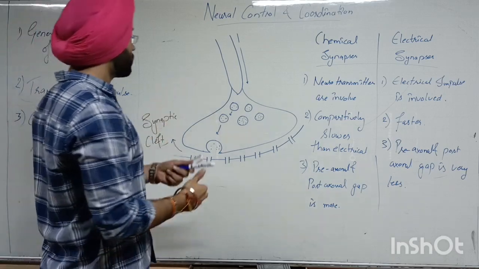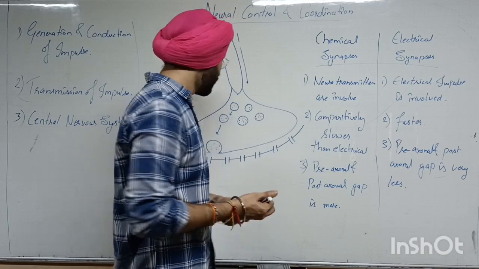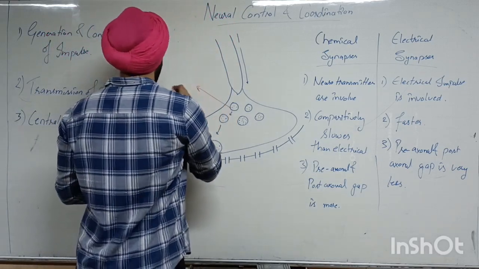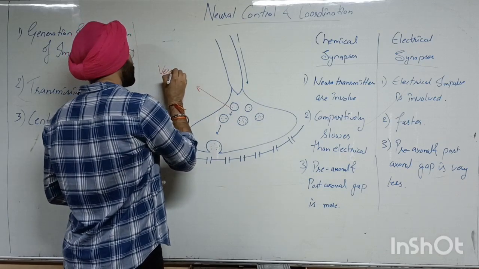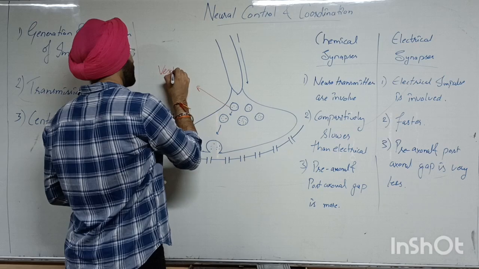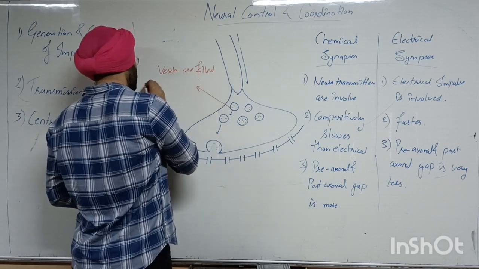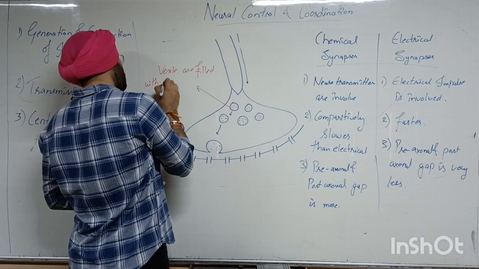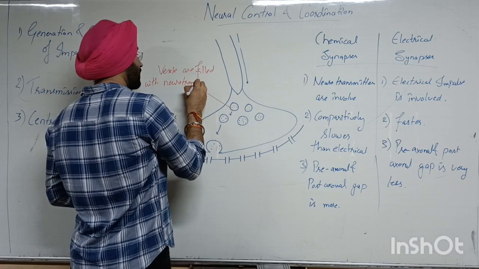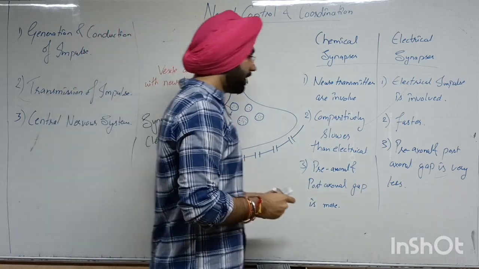So let's come over this topic again. This is the example of chemical synapses. The diagram is already being shown. So now what is going to happen? These vesicles are filled with neurotransmitter.